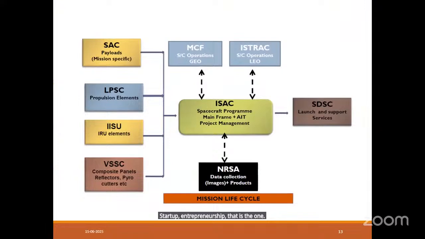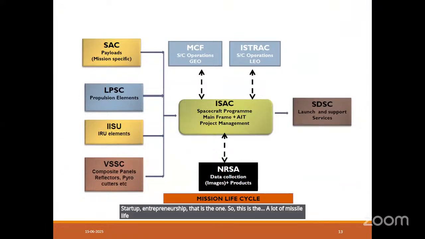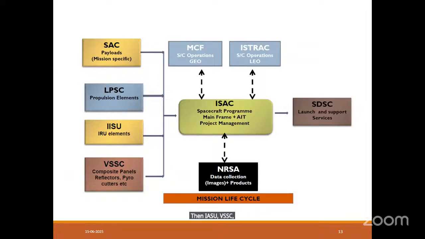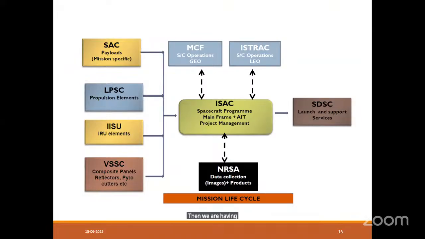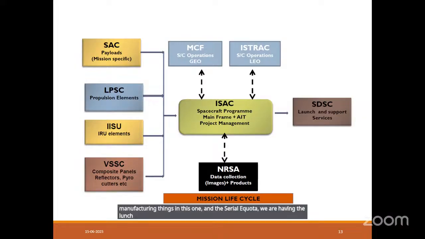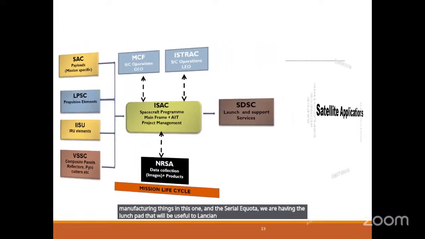So this is the life cycle of missions from this: SDSC, LPSC, IISU, VSSC, URSC, SAC, NRSC, then ISTRAC. There are so many centres. There is the spacecraft program mainframe. So wherever you want the propulsion system, payload system, then operation, that is GEO, LEO, then launch and support services. Then we have the VSSC, which supports almost all the vehicle manufacturing. And at Sriharikota we have the launch pad, which is useful to launch any satellite and rockets.